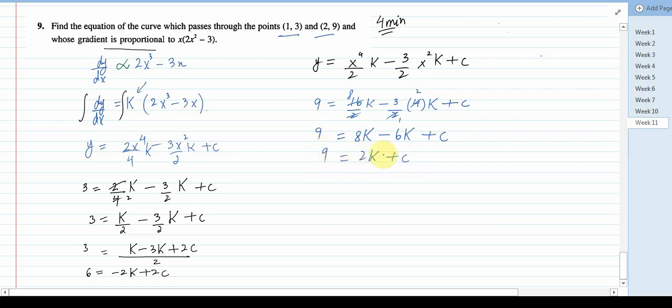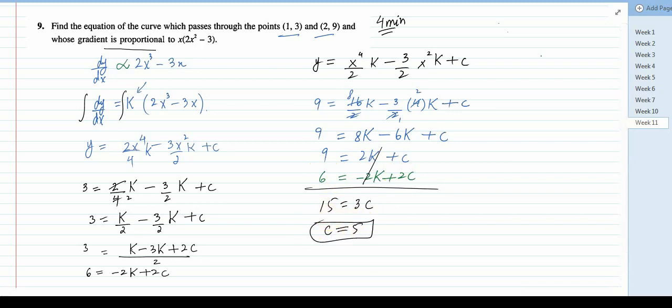Alright, so now I have two equations: 9 equals 2k plus c, and 6 equals minus 2k plus 2c. I will write the second equation below. So 6 equals minus 2k plus 2c, that is my first equation. Now the two k terms cancel. 9 plus 6, it's 15, equals 2c plus c, which is 3c, and you get the value of c, which equals 5. I hope that you are getting the same value.